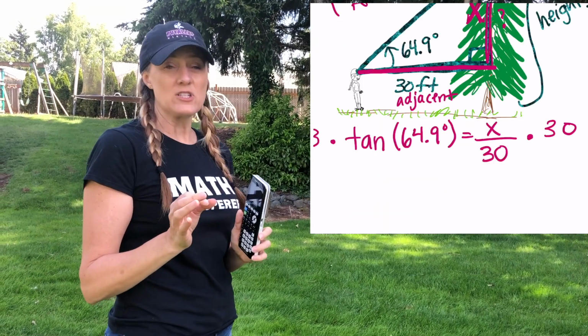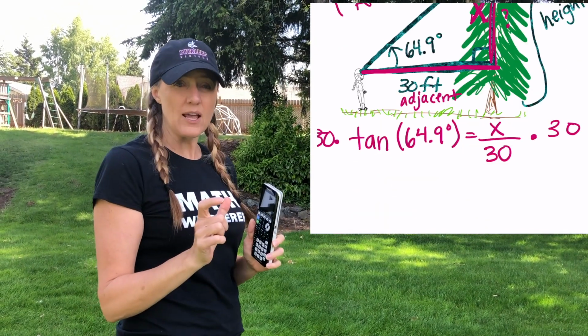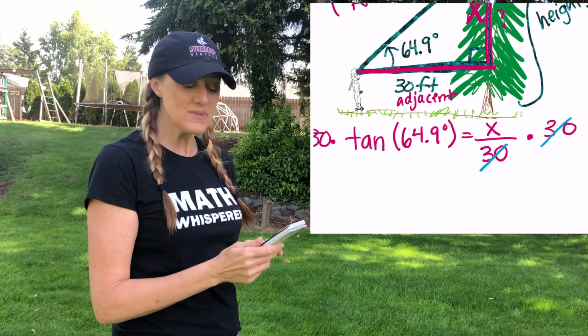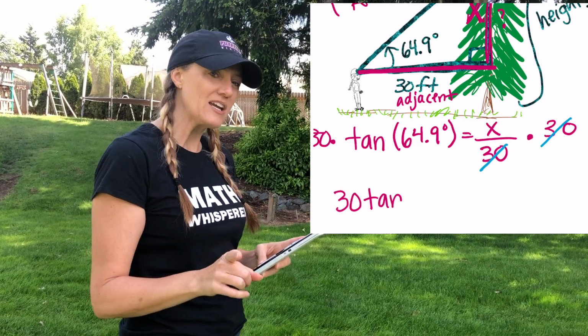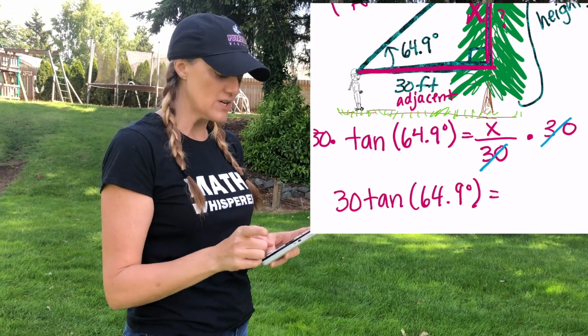So now I'll have to solve for x. So I'll multiply by 30 on both sides. Let's see what that comes out to. I'm in degrees, so check your calculator and make sure you're in degrees currently.